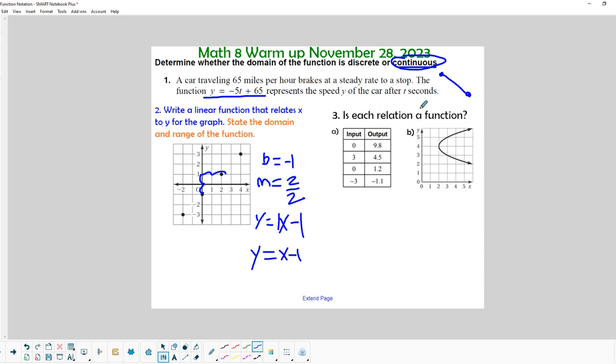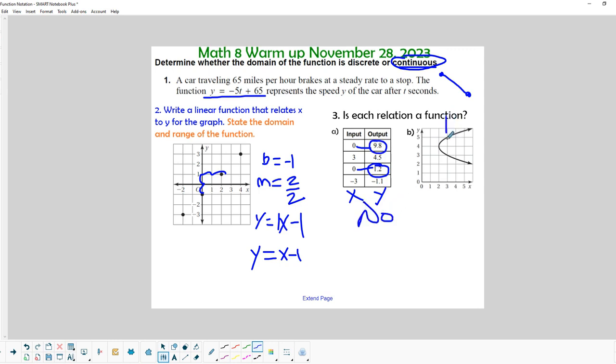Okay, the next one. In each relation, is each relation a function? So if you look at these particular values, you notice that these are the x values, these are the y values. And so as you look at the x's, 0 shows up twice, giving us 2 different y values. So this would definitely be not a function.